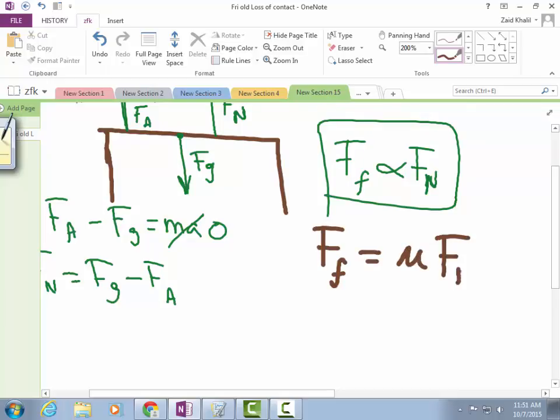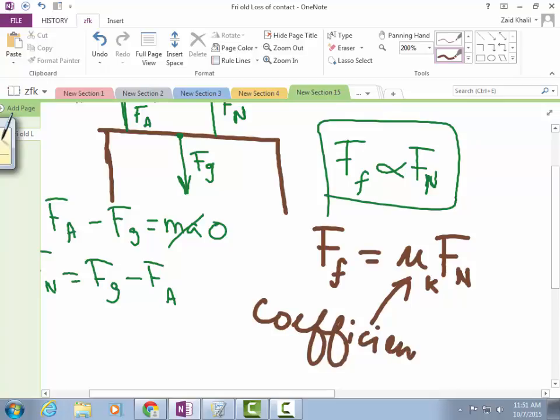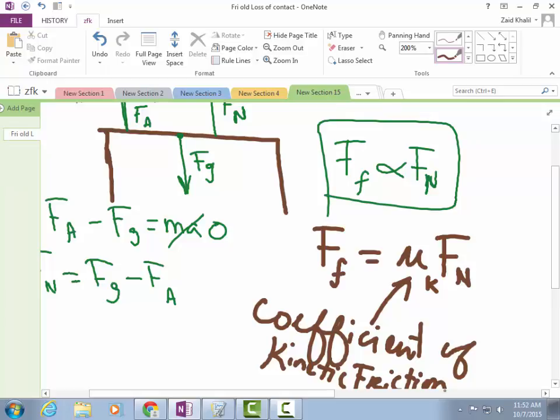And that constant is mu. So that is the constant of proportionality that turns that proportion into an equality. That's called the coefficient of kinetic friction. And the coefficient of kinetic friction depends on an object and the surface. In other words, you can't talk about a surface having a coefficient.